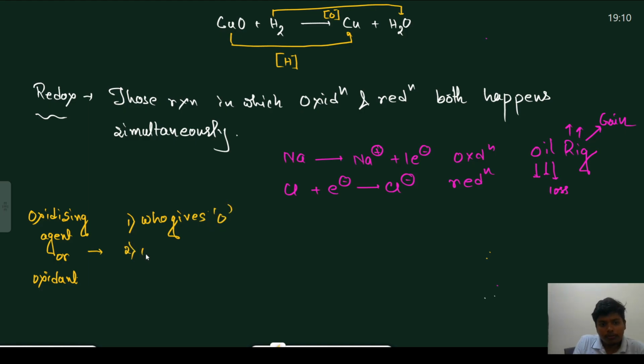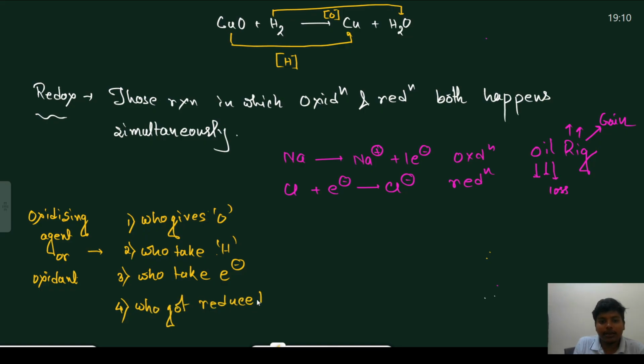Okay, so oxidizing agent means who gives oxygen, or who takes hydrogen, or who takes electron. And one more thing, remember, who got reduced. Who got reduced. That is very important. By that you can understand what is oxidizing agent.